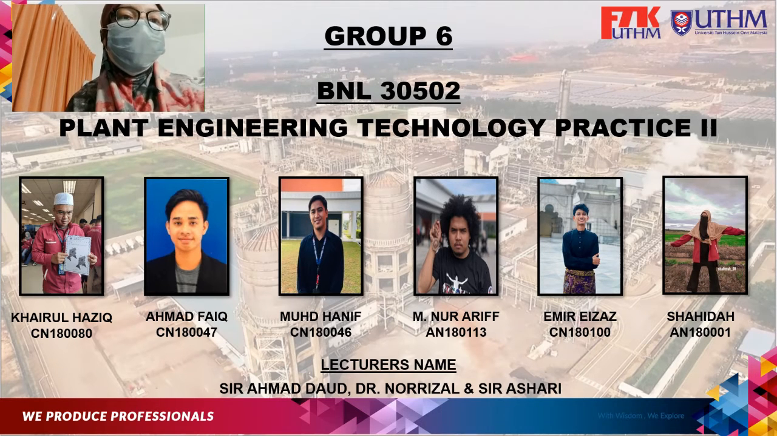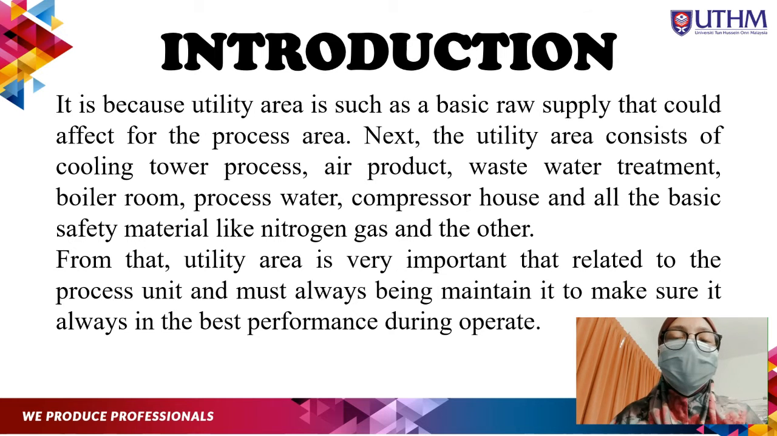Today we want to present about plant practice 2. First of all, the utility area includes the compressor, cooling tower and boiler. Why is it so important? Because they are part of the processing for oil and gas, and we must make sure the machine is in good condition when it processes, and they use some chemical solution to make the process succeed.